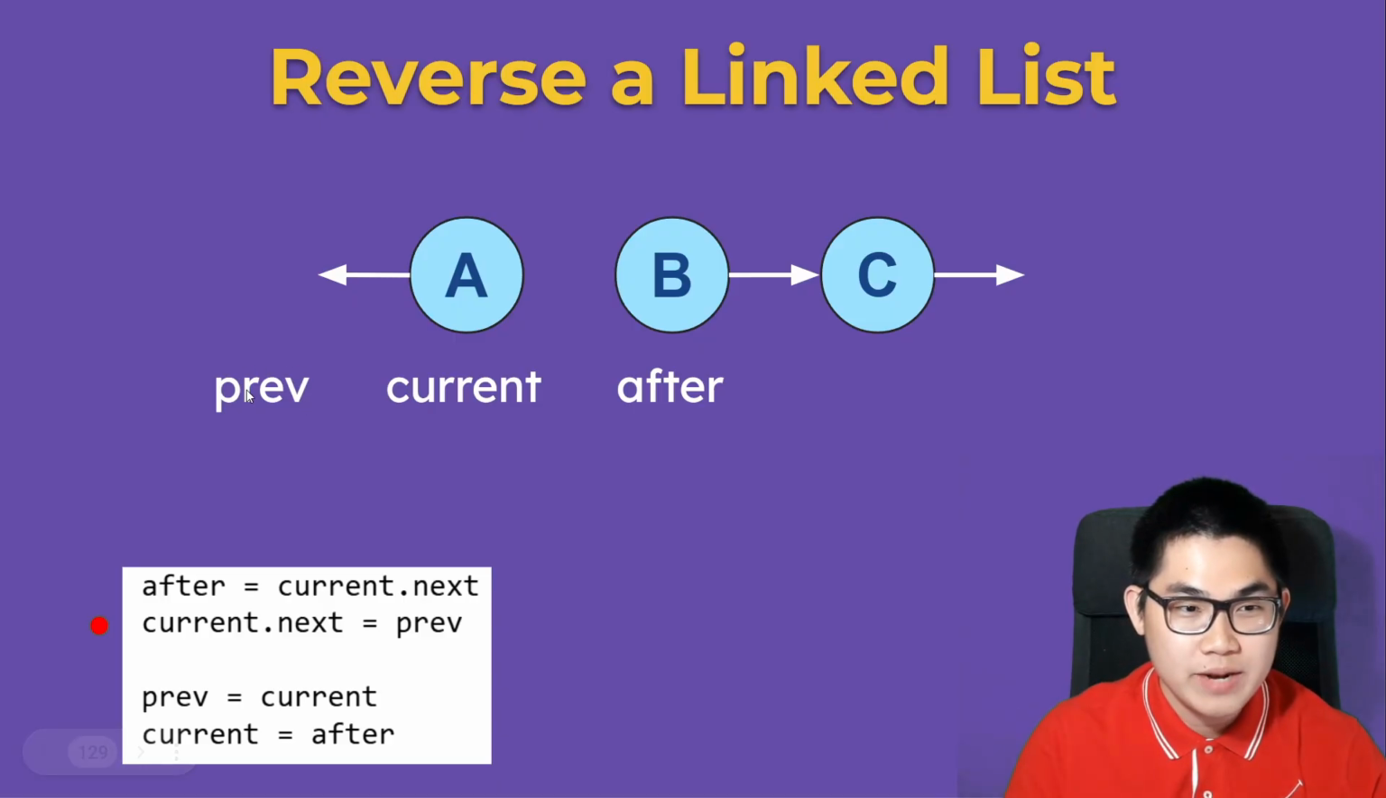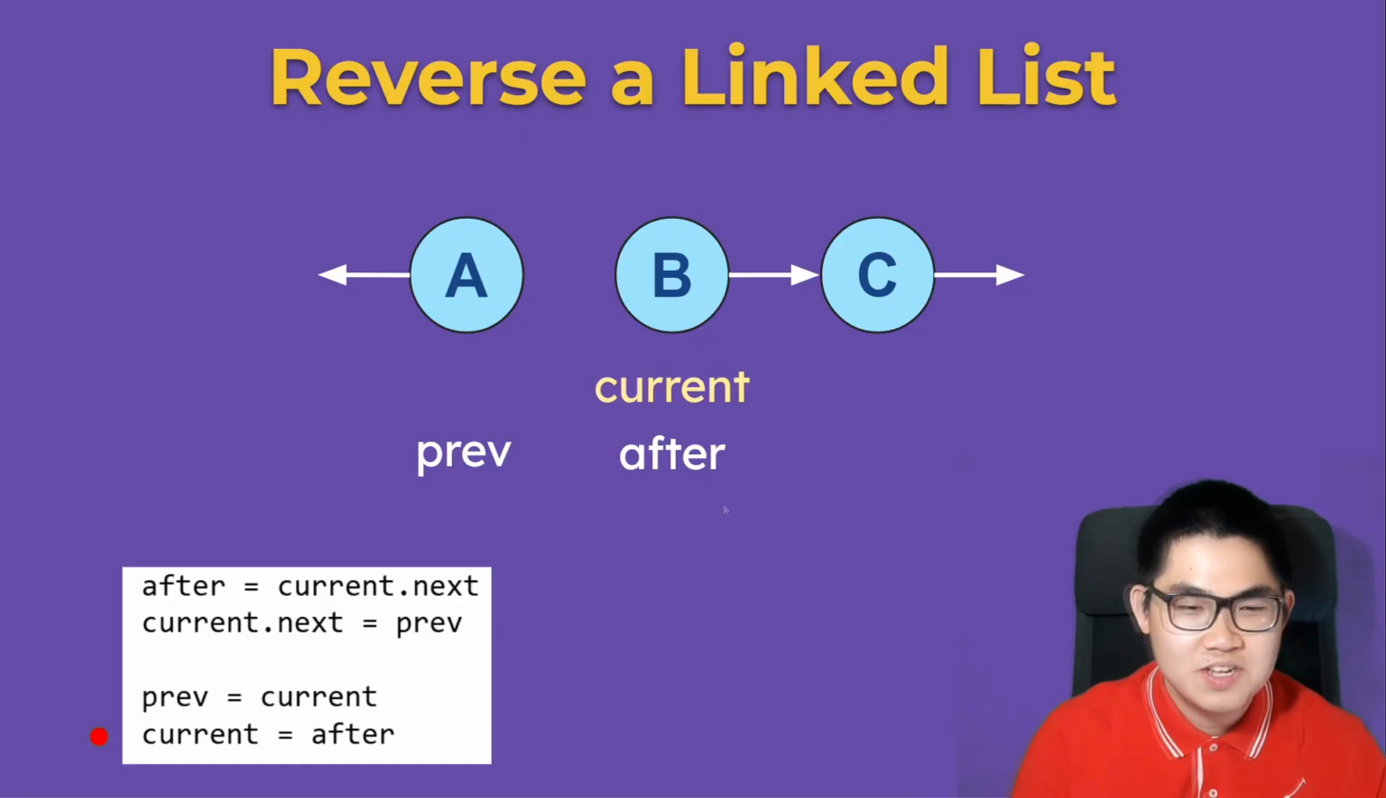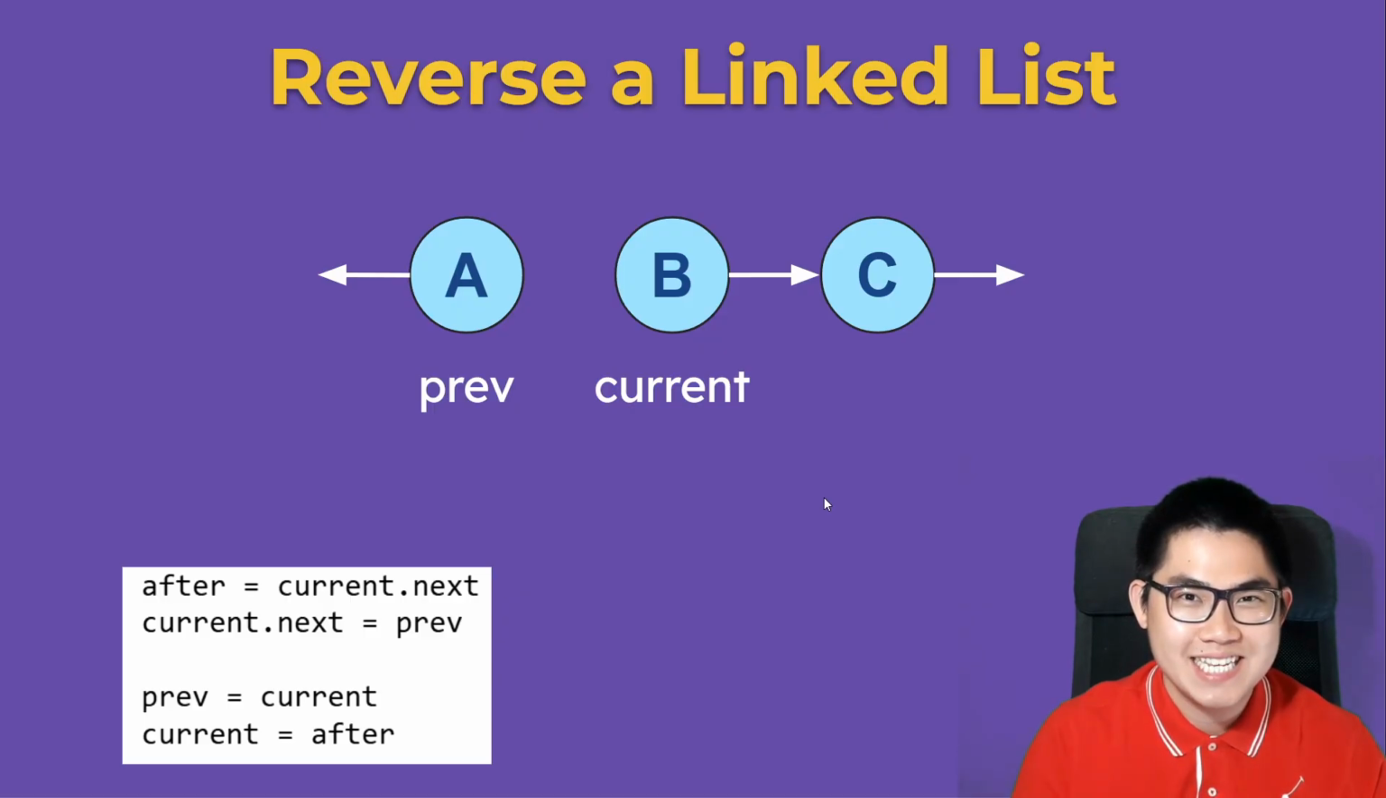We're going to point previous to current, and then point current to after. So that's what these two lines do. And we can safely ignore the after. So just make it disappear. And this is what we have. And now we're ready to repeat these 4 steps.